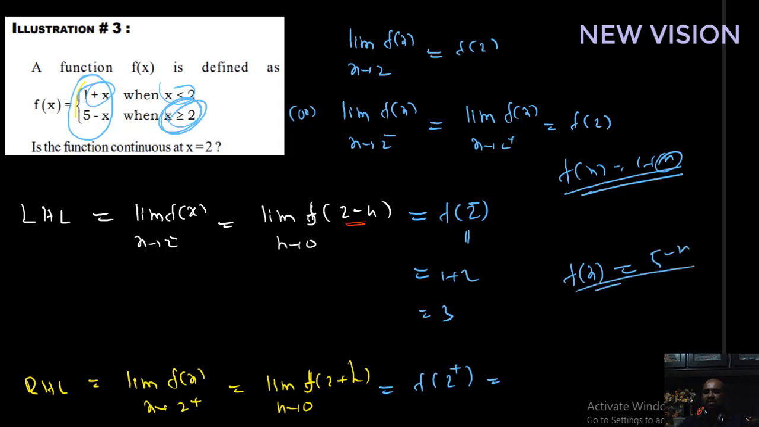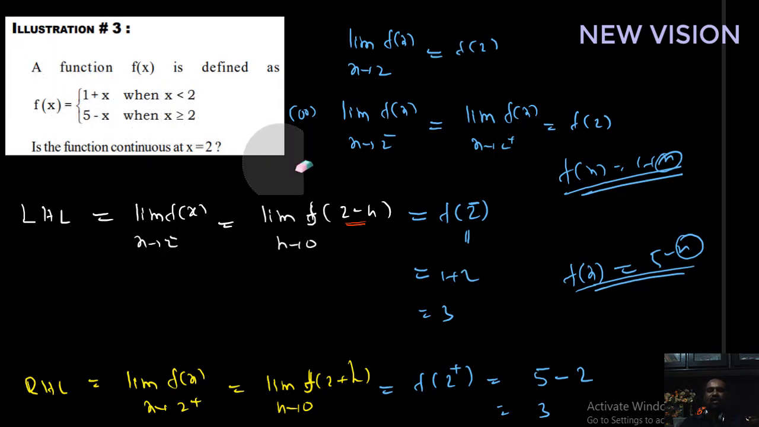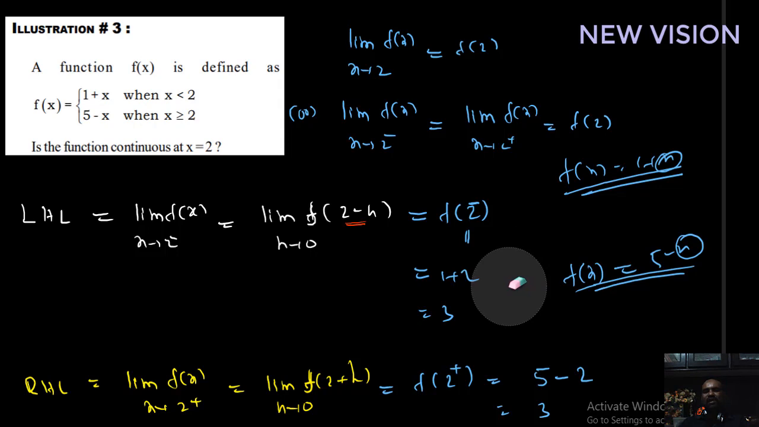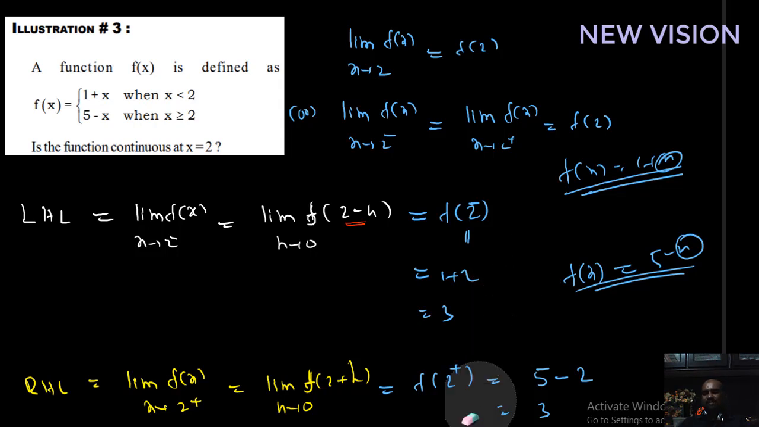In this rule, instead of x write 2, just 2, not 2 plus. What you will get is taken as f of 2 plus. 5 minus x means 5 minus 2, right? So what you will get is 3, that is taken as f of 2 plus, that is only RHL. So this is the easiest way to find LHL and RHL if functions are not involved in any special type of functions like modulus, step and signum.